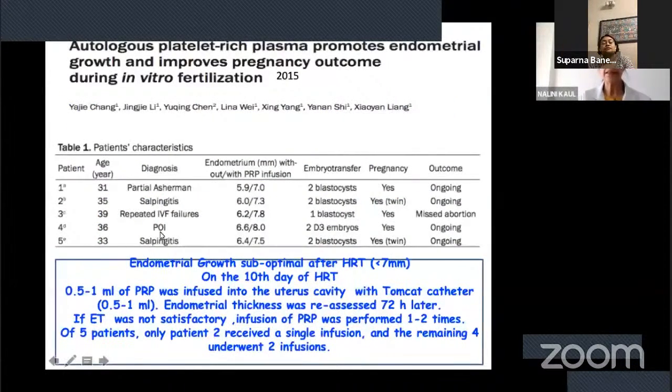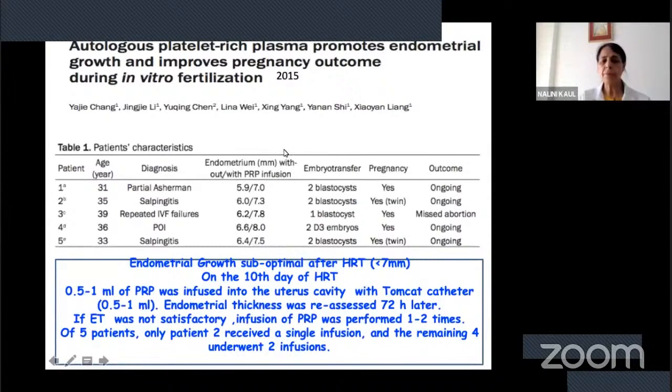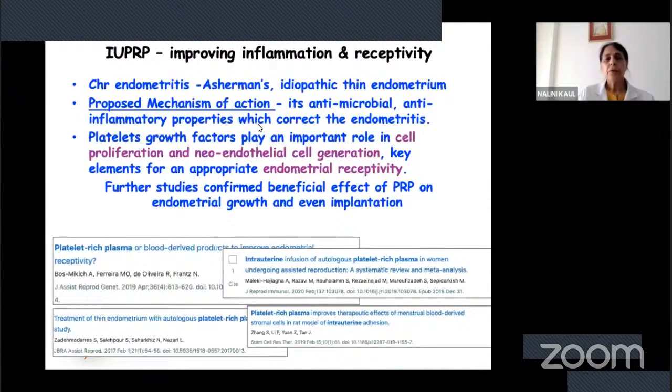Now, this was the first study which actually showed the benefits of PRP, and there were 5 patients with Asherman's with very, very poor endometrium, 6 or below, and all of them had an improved endometrium after PRP infusion. It was 1 or 2 infusions that were done, and all of them got pregnant, with 4 of them going on to ongoing pregnancies.